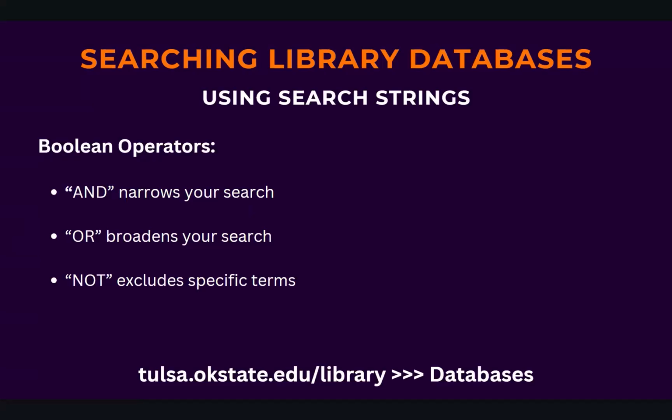So AND narrows your search by requiring all the terms that you use to be present in the results. OR will broaden your search by including results that contain either term, but not necessarily both terms. And then NOT will exclude specific terms from your results.